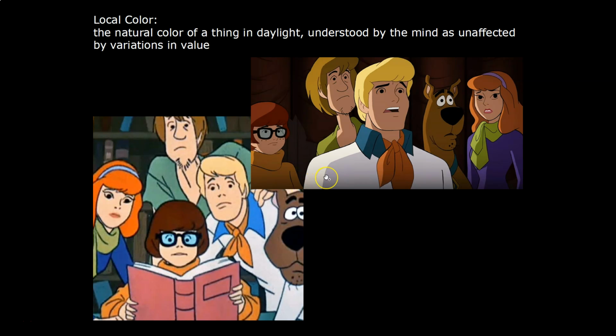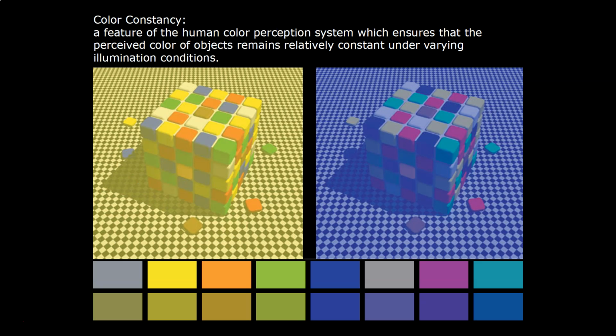But local color is the natural color of the thing in daylight, understood by the mind as unaffected by variations in light and dark. Like when you look at a thing and you say it's red, whether it's light or dark out, that's what we mean. Now, there's a weird psychological phenomenon called color constancy. Color constancy means that even as the lighting situation changes, it's changing all of the colors relative to the lighting situation, so you'll still be able to understand the local color.